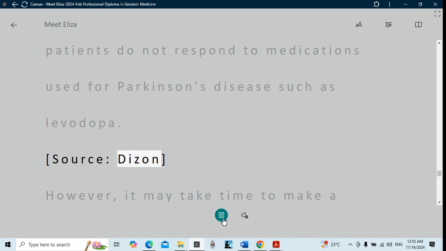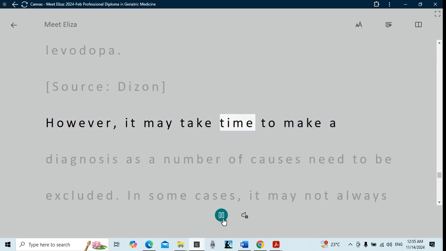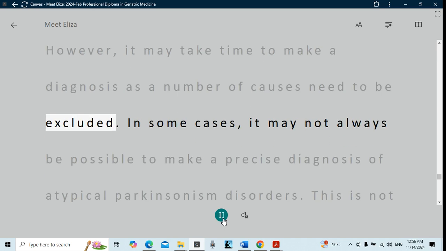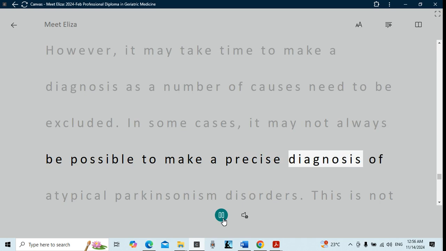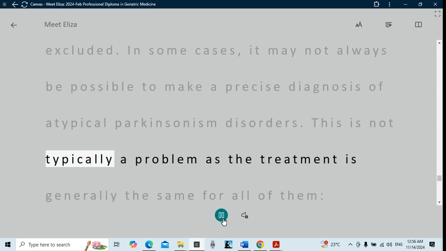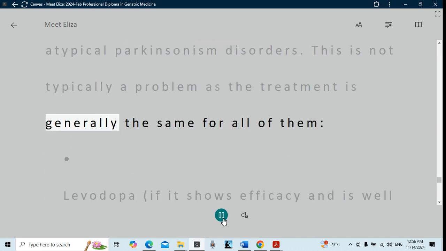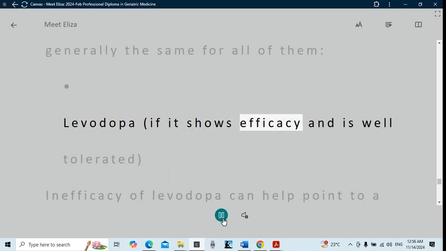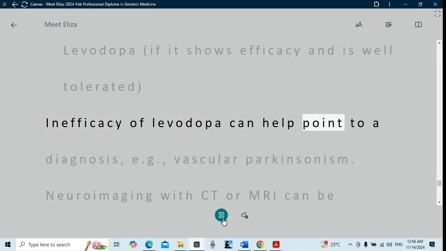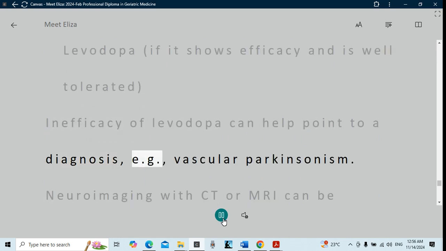Source: DZN. However, it may take time to make a diagnosis as a number of causes need to be excluded. In some cases, it may not always be possible to make a precise diagnosis of atypical Parkinsonism disorders. This is not typically a problem as the treatment is generally the same for all of them: levodopa, if it shows efficacy and is well tolerated. Inefficacy of levodopa can help point to a diagnosis, e.g., vascular Parkinsonism.